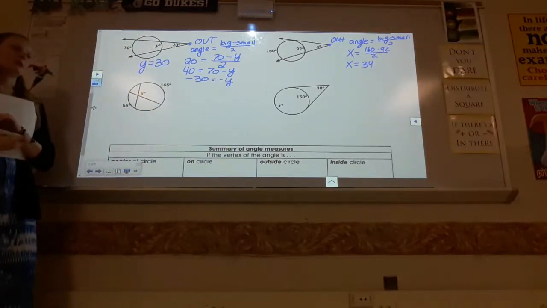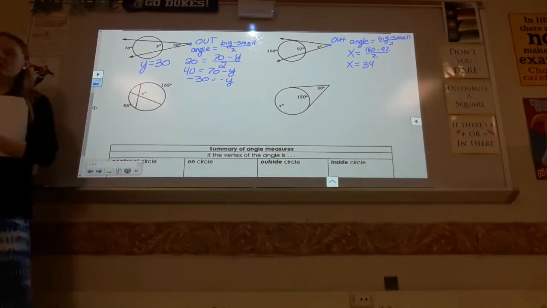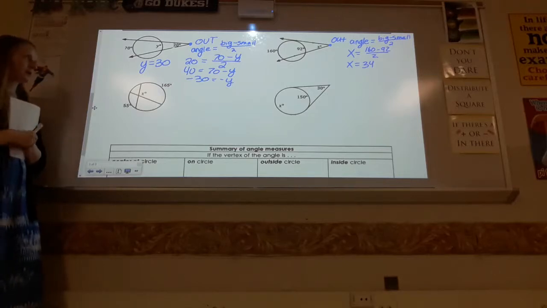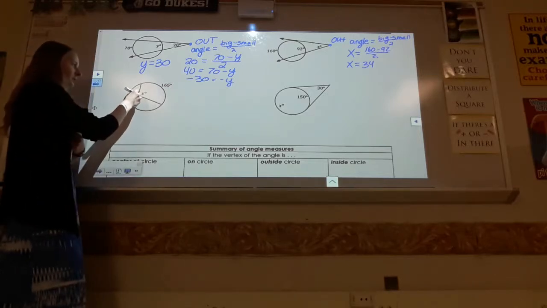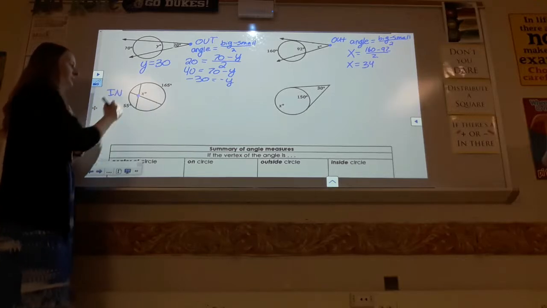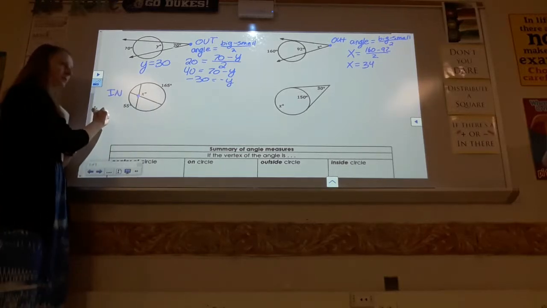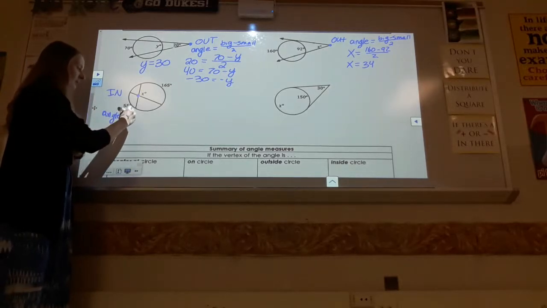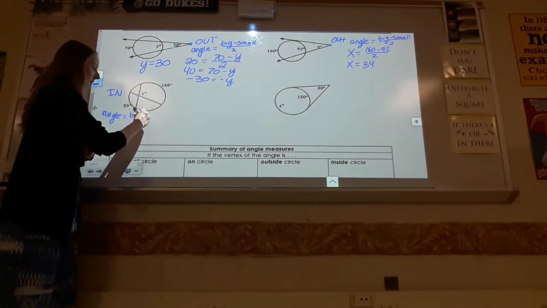It's minimal algebra when you guys are just looking for the angle, but when you know the angle and you're solving backwards from one of the arcs, it takes a few more steps algebraically, but it's not necessarily complicated. Alright, what about this one? In or out? This one's inside, so what would the formula be for the inside? Angle equals big plus small divided by 2.